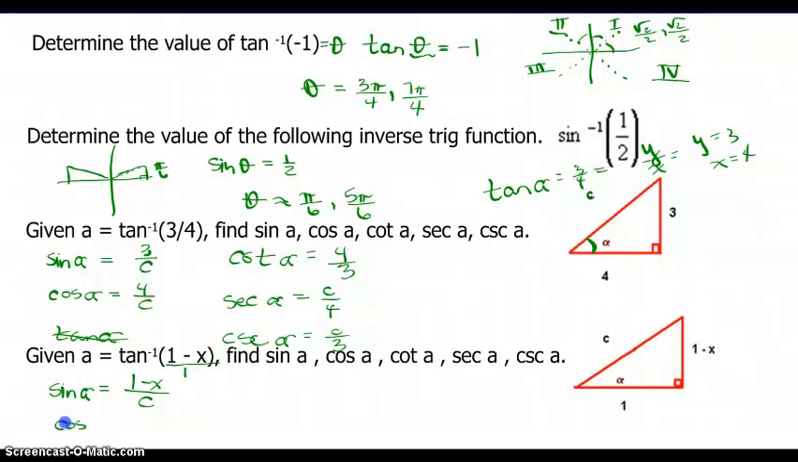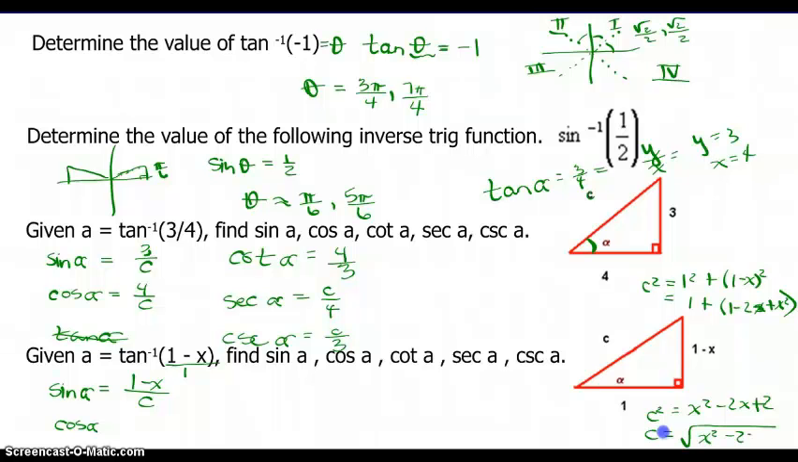The cosine of alpha, and yes, we could put c in terms of x using the Pythagorean identity. Why don't we just do that? We could find c here as well. We know that c squared has to equal 1 squared plus the quantity 1 minus x squared. So that is 1 plus 1 minus 2x plus x squared. All right, so c squared equals x squared minus 2x plus 2. So c is the square root of that, x squared minus 2x plus 2.